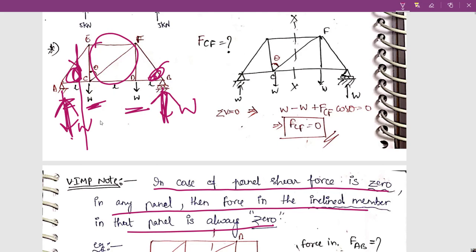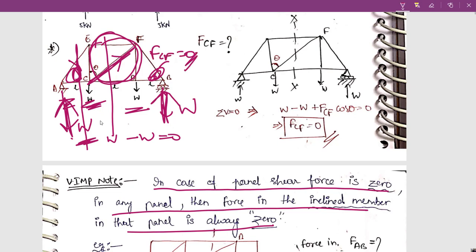In this section, shear force is W. But in this section, I have upwards W minus downwards W. Upwards W minus downwards W, so my shear force is 0. So in this panel, my shear force is 0. If my shear force is 0, the force in the inclined member in this panel is equal to 0.